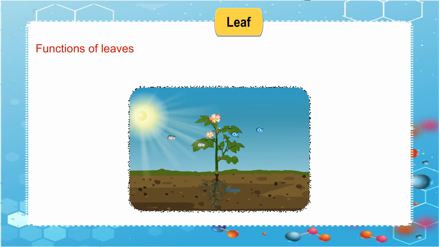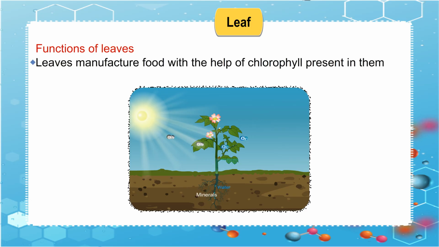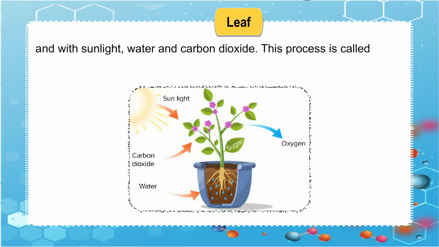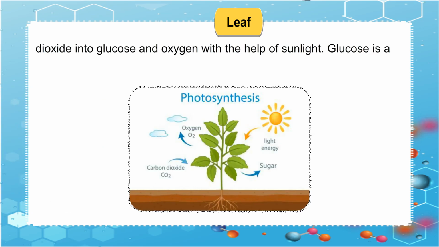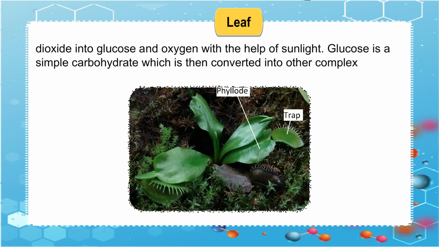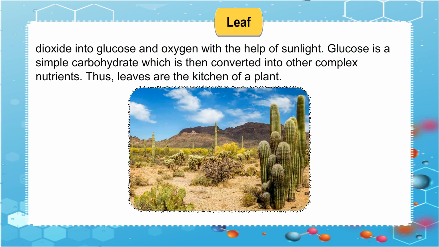Functions of leaves. Leaves manufacture food with the help of chlorophyll present in them and with sunlight, water and carbon dioxide. This process is called photosynthesis. In this process, chlorophyll changes water and carbon dioxide into glucose and oxygen with the help of sunlight. Glucose is a simple carbohydrate which is then converted into other complex nutrients. Thus, leaves are the kitchen of a plant.